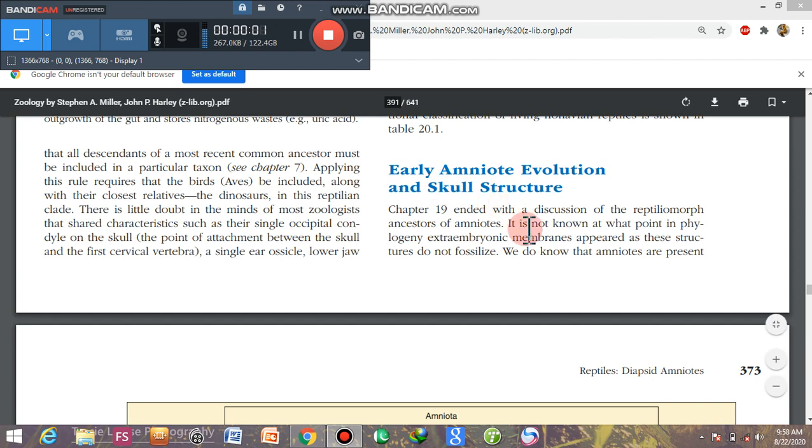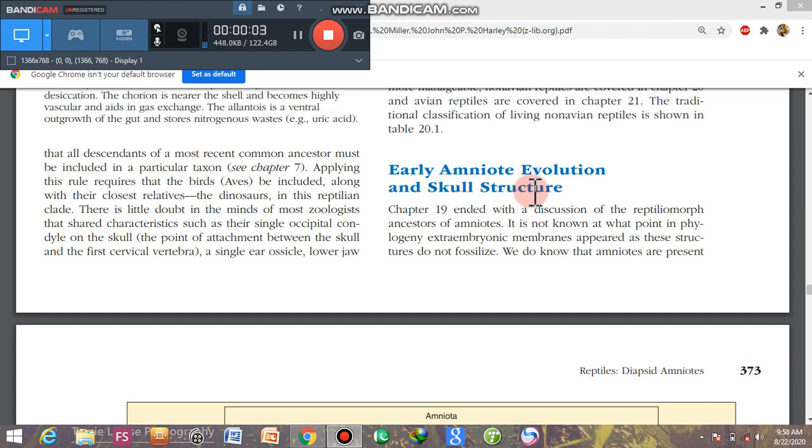Assalamu alaikum. The topic under discussion is the early amniote evolution and the skull structure: how amniotes evolved and how their skull structure evolved during the course of evolution. It is not known at what point exactly in the phylogeny the extraembryonic membranes appeared, as these structures do not fossilize.